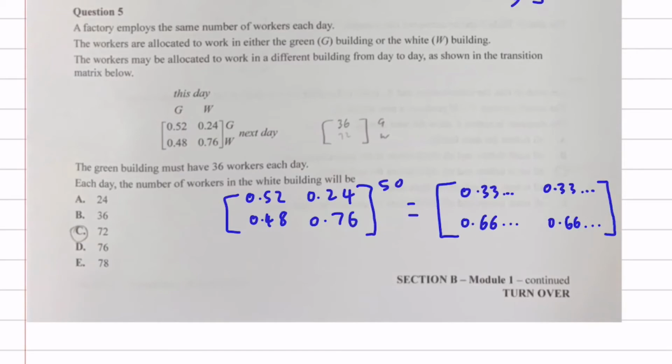Question number 5. A factory employs the same number of workers each day. The workers are allocated to either the green building or the white building. The workers may be allocated to work in a different building from day to day as shown in the transition matrix below. The green building must have 36 workers each day. Each day the number of workers in the white building will be?